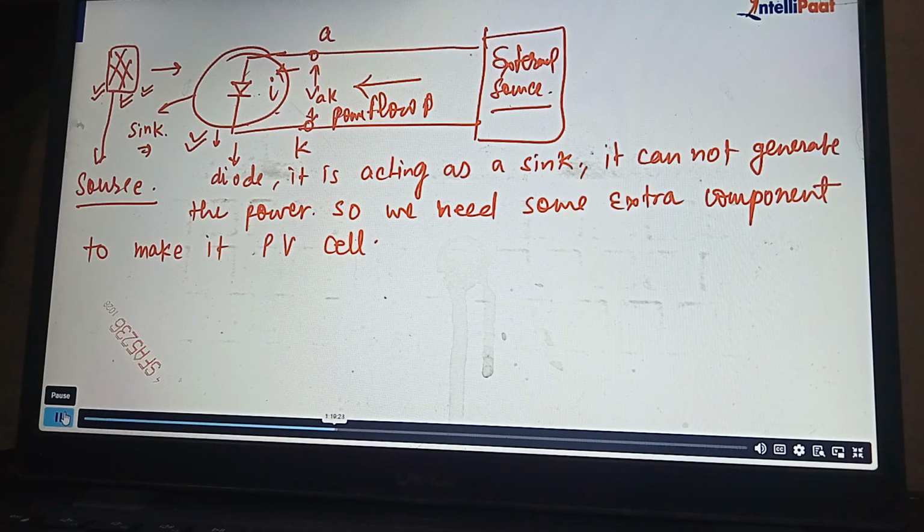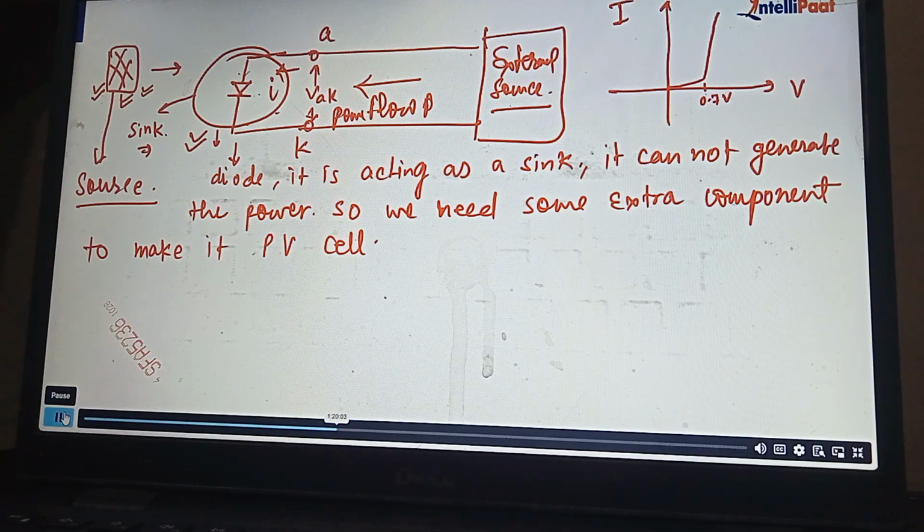Now, if you consider only the diode, what is its characteristic? The characteristic of a diode is like this. We have I and we have V. In the IV characteristic, it turns on at 0.7 volt, and starts conduction immediately after this. Now, our interest is to make this device a source instead of a sink. How does a diode become a PV cell?